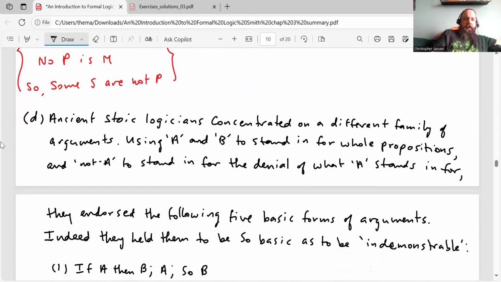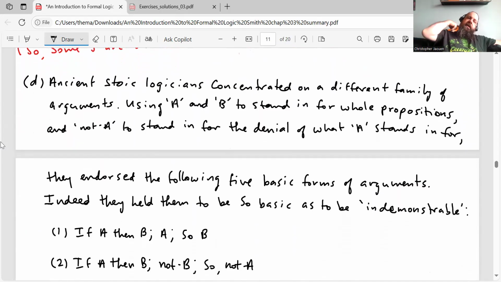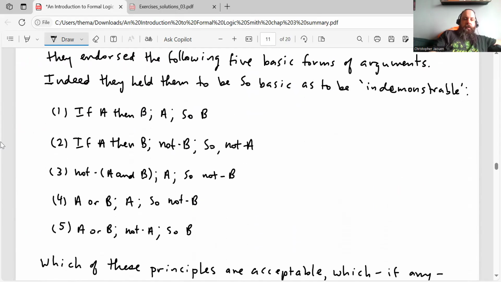All right. And then Part D, ancient Stoic logicians concentrated on a different family of arguments, using A and B to stand in for whole propositions, and not A to stand in for the denial of what A stands in for. They endorsed the following five basic forms of arguments. Indeed, they held them to be so basic as to be indemonstrable. And here are the five forms.